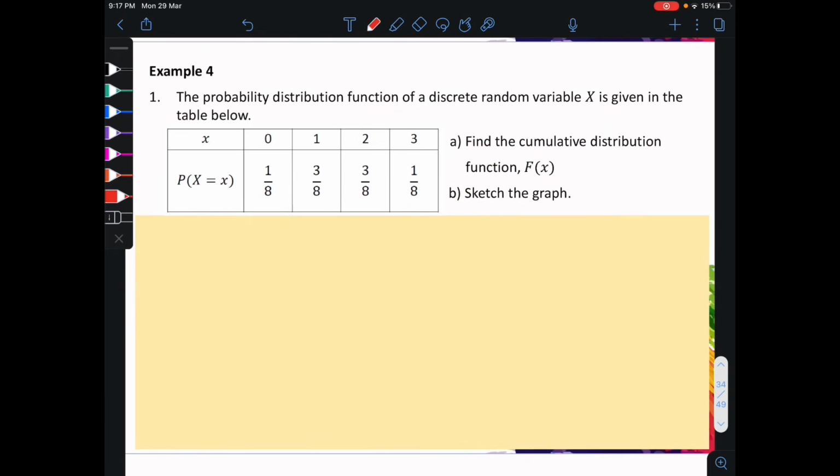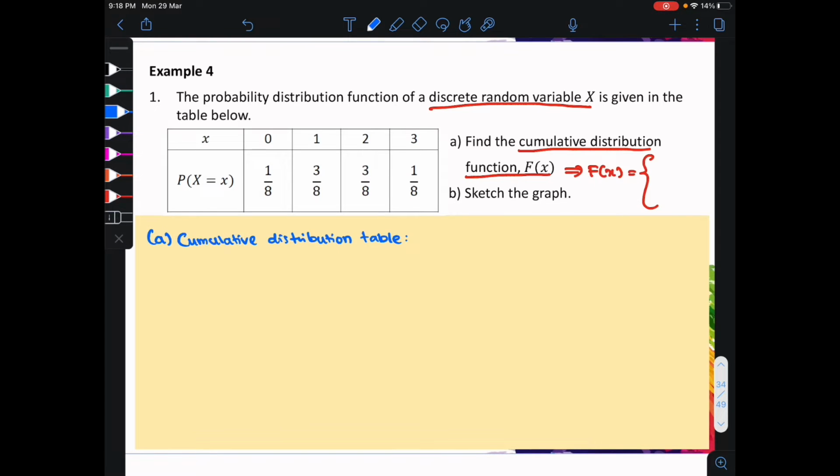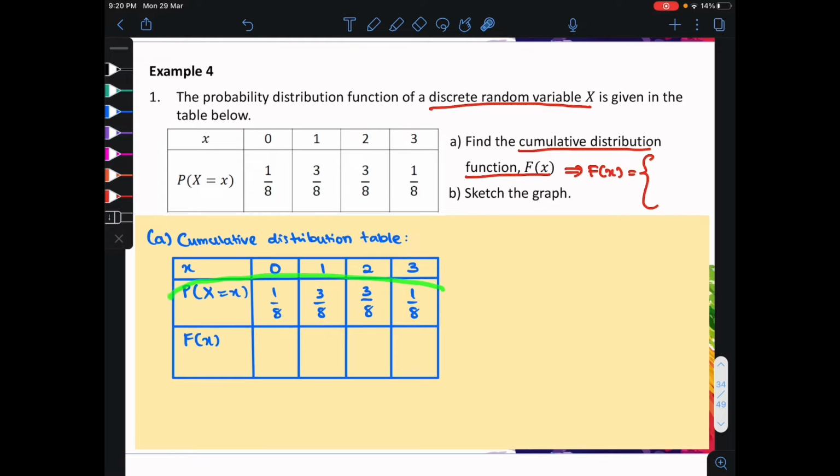Example 4, question 1. The probability distribution function of a discrete random variable x is given in the table below. For part A, we need to find the cumulative distribution function F(x). Let's try and find the cumulative distribution table first. We already have P(X = x), and now we need to find F(x).